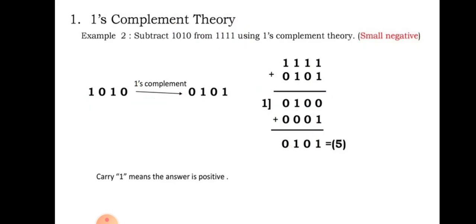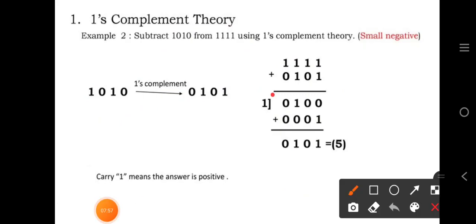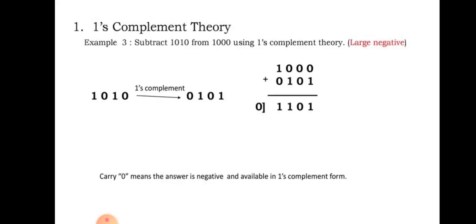So 4 plus 1 is 5. Okay, now carry 1 means the answer is positive. If this carry is generated, it means the answer is positive, and if this carry is not generated or it is 0, then the answer is negative. That we will see in the next example.